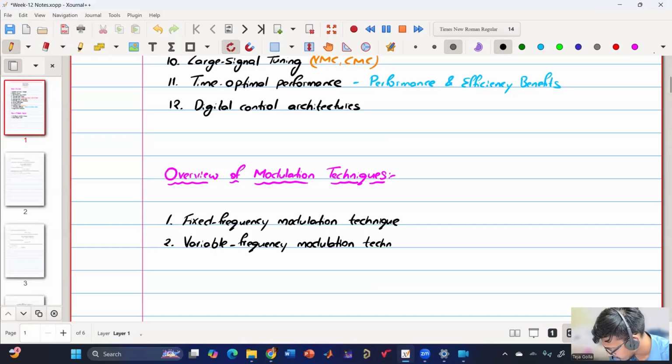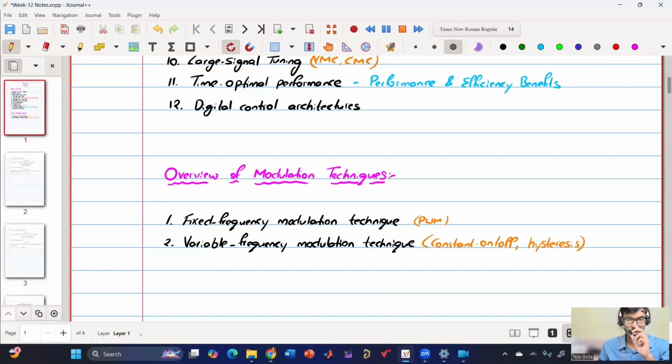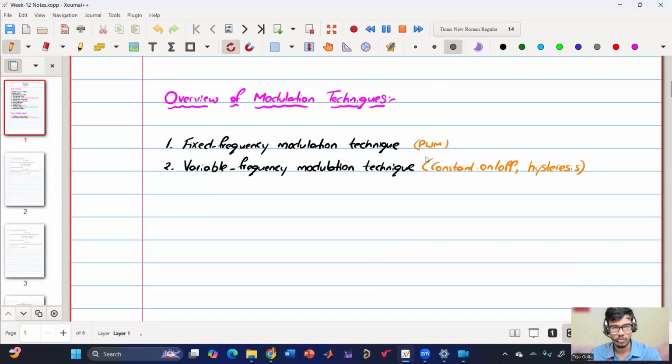Also variable frequency modulation technique. So here we have seen PWM based modulation technique in fixed frequency. So we have discussed the pulse width modulation, and then we have discussed constant on, constant off, and then also hysteresis. So how we are going to get the gate pulse and which modulation technique we are going to use, all these aspects we have discussed in the modulation techniques.